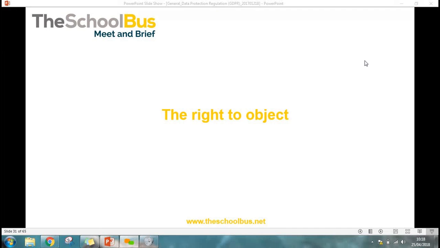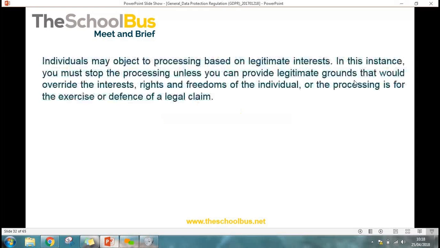The next section we're doing is the right to object. Individuals may object to processing based on legitimate interest. In this instance, you can stop the processing unless you can provide legitimate grounds. However, I think in schools there is obviously a clear legitimate interest in processing people's data, and obviously the data of staff and third parties.